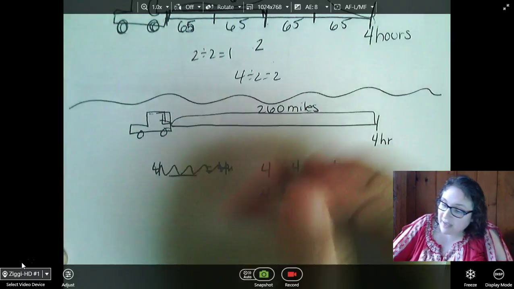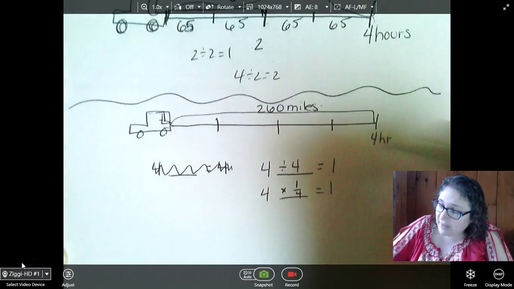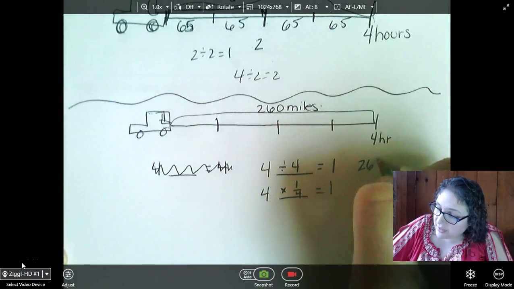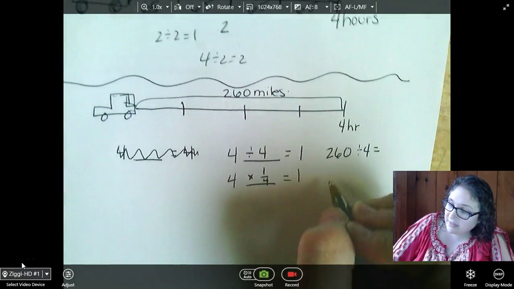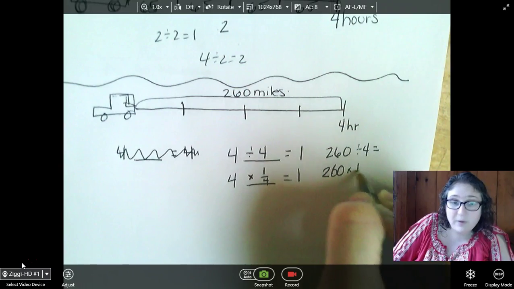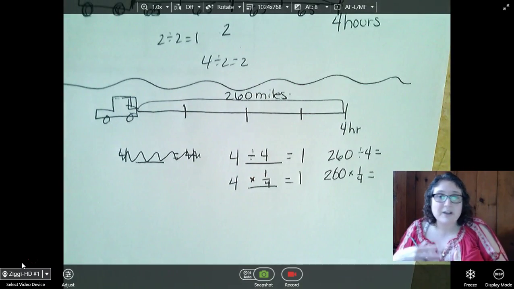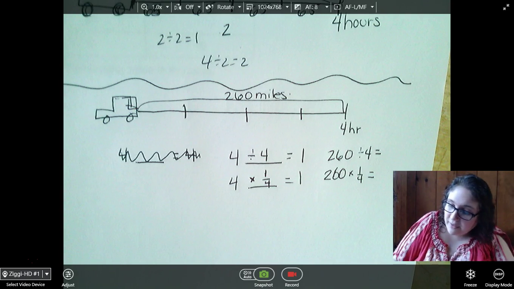So if we do that now, I can take these up here, still break it up, but do 260 divided by 4. And I can do my 260 times 1/4. Either way, if you're a fraction person, do the fraction way. If you're the division way, you can do it that way. Let's just really quick figure that out.